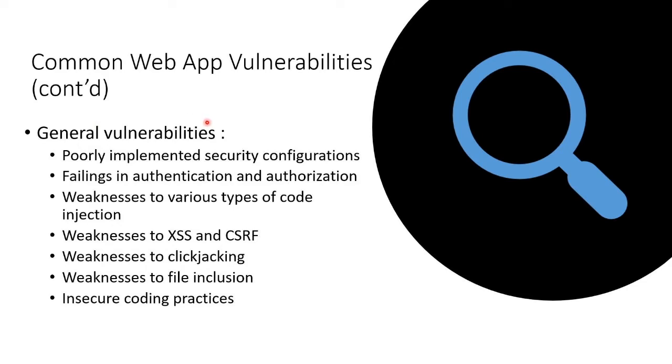General vulnerabilities, mostly it is poor coding, quite frankly. Poorly implemented security configurations or no security configurations in your code. Failings in how the user or the app is authenticated or authorized. Weaknesses to various types of code injection. Weaknesses to cross-site scripting and cross-site request forgery, or clickjacking or file inclusion, or any number of insecure coding practices.